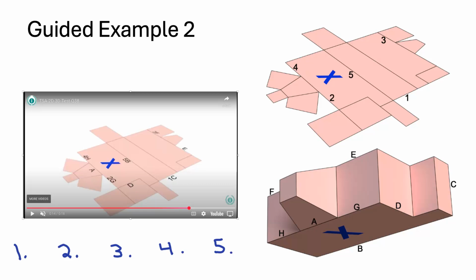So this leaves 3 different letters. We have H, G, and B. So which is easiest to identify first? Well, it'll be B, because we see that there is only 1 letter below the X, and there is only 1 number below the X. So that means 5 must be B. This leaves 2 other letters. We have H and G.